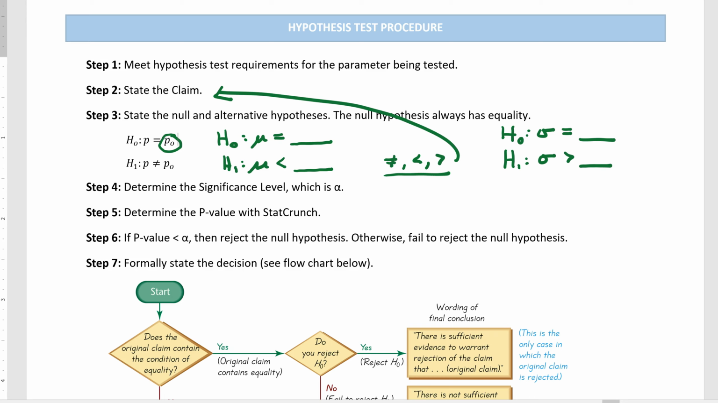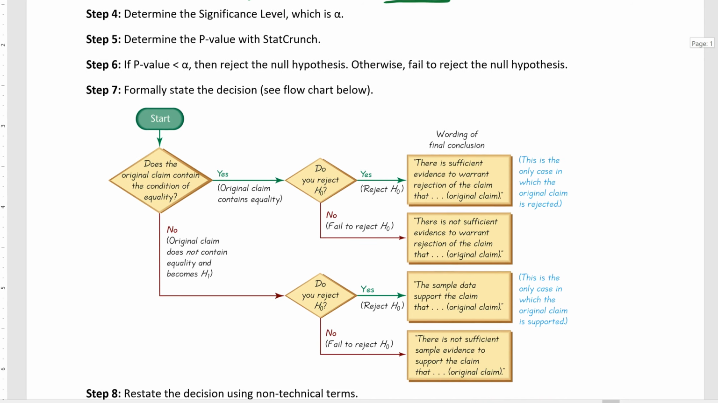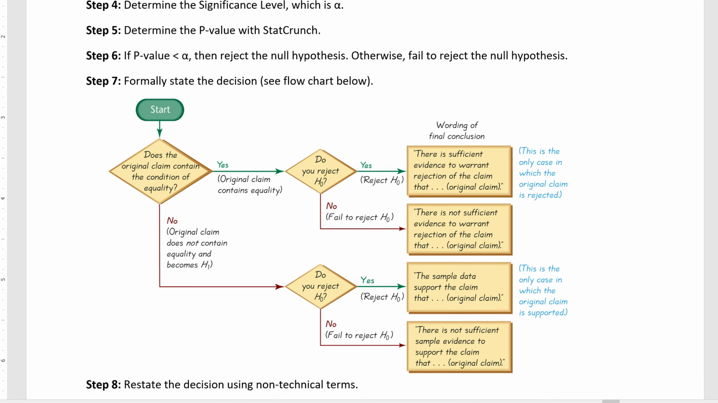Step 6, this is where we start drawing conclusions. If the p-value is less than alpha, the significance level, then reject the null hypothesis. Otherwise, we fail to reject the null hypothesis. Now, to come up with an official way of how to state our final conclusions, we have a formal method. And this flowchart is from a prior edition of the textbook, but it is very useful. So we start where it says start, and you ask yourself, does the original claim contain the condition of equality? Usually it's no. So if it's no, you come down and you follow the following questions.